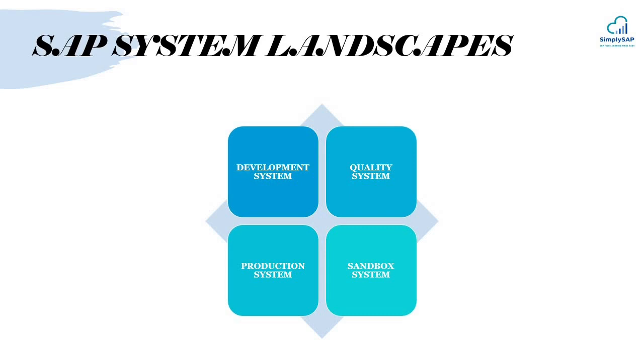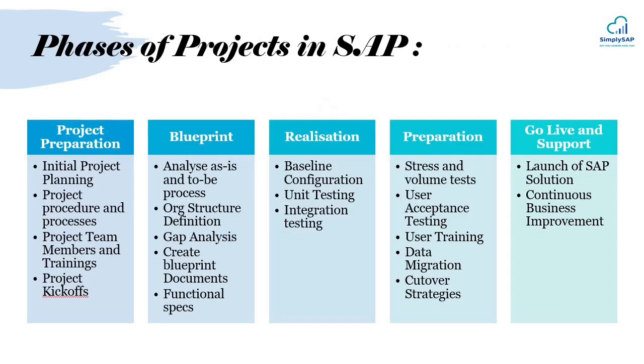So whenever you are on your trainings, you will be provided a training system that will also be a sandbox system, so that you can test your configurations or do some experimentation in the system. So these are a few examples of different types of SAP system landscapes. Now we will move on ahead and see what are the phases of projects in SAP.